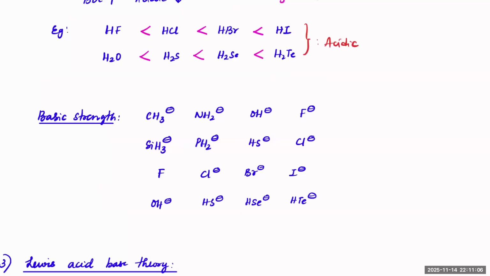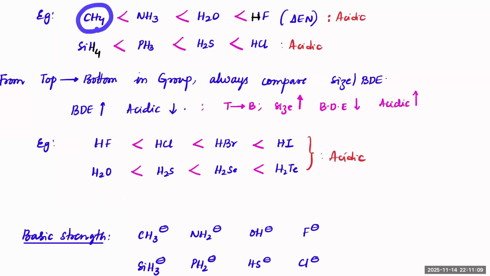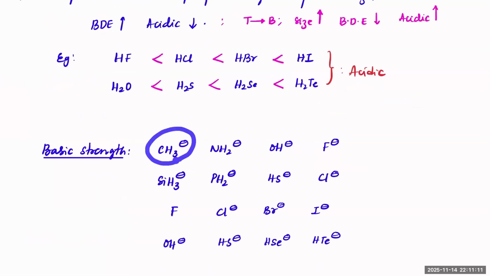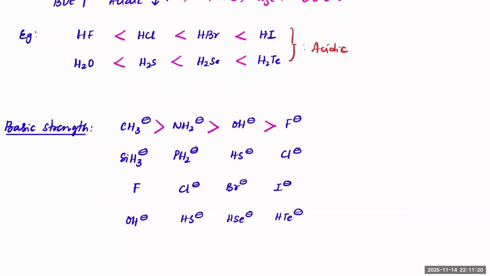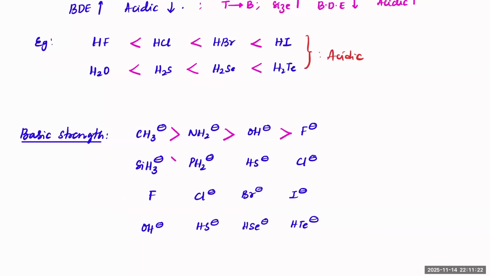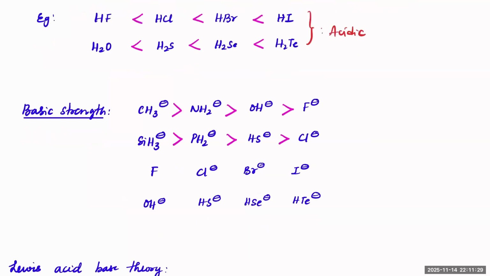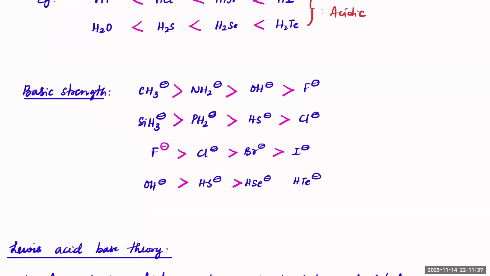If this is a very weak acid, what should happen to its conjugate base? It should be the strongest, right? So therefore, when it comes to basic strength, this is the basic strength now. CH3 minus is the strongest base. Then SiH3 minus, then PH2 minus, then HS minus, then chloride. Similarly, if you have F minus down the group, you can see acidic strength was increasing. So now the basic strength should decrease. OH minus is a strong base compared to the others.